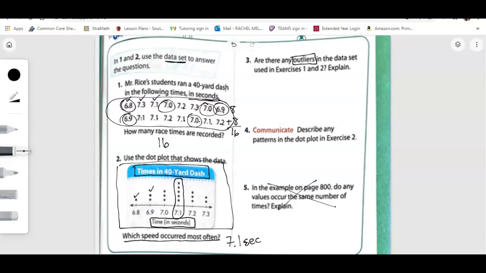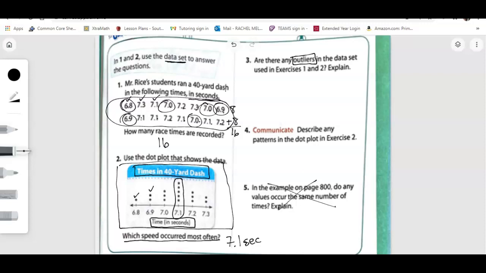Remember, an outlier is a number that doesn't really fit with the rest of the numbers. Okay. So when I'm looking at the information from 1 and 2, I see all of these numbers are really quite close together, aren't they? Okay. There's really not anything that's like way out of place.